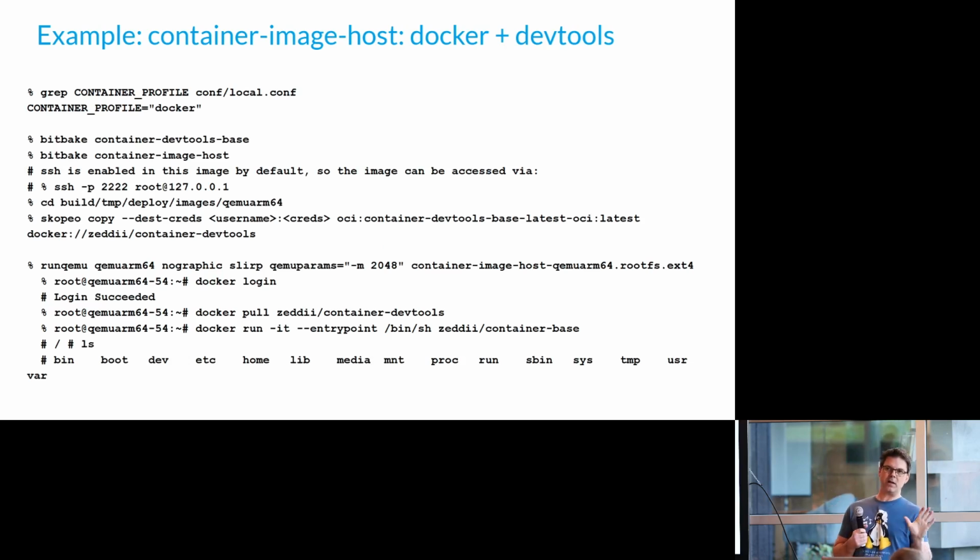So, in theory, if everything's working, all you would have to do to get a suitable host image to run Docker containers would be set container profile equals Docker, and then build the container image host, and you can do it. I didn't bother showing you that it would build, because what's in the container is actually less interesting than, in this case, the host example.